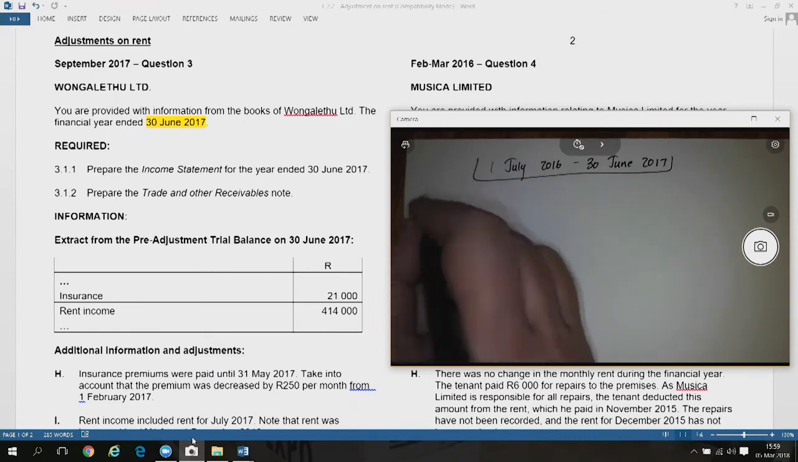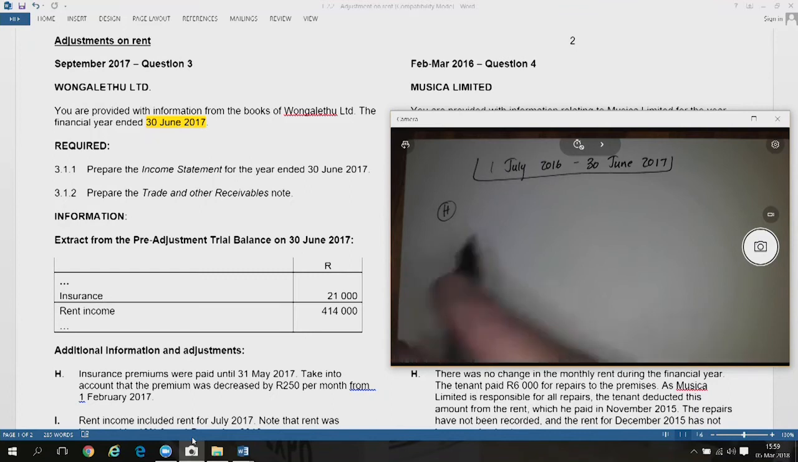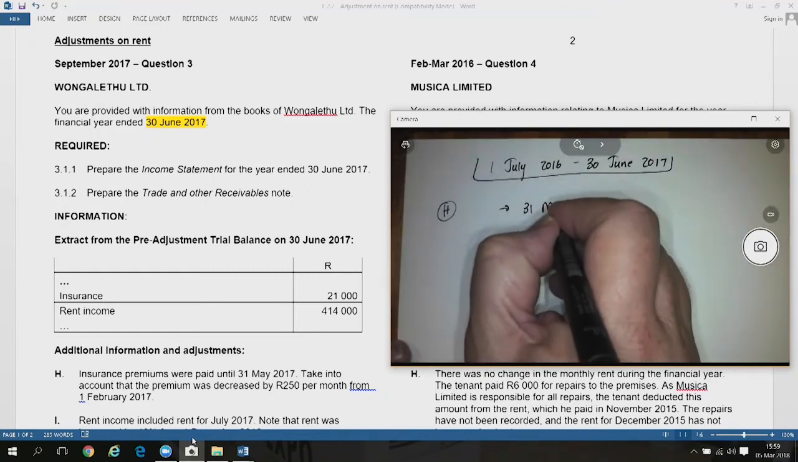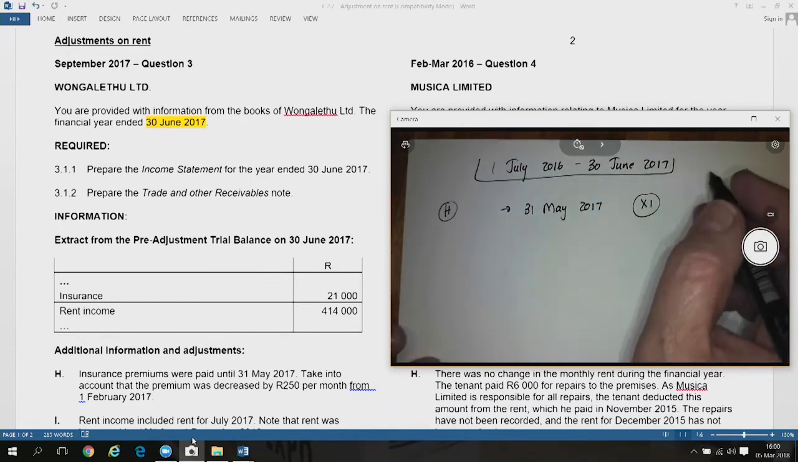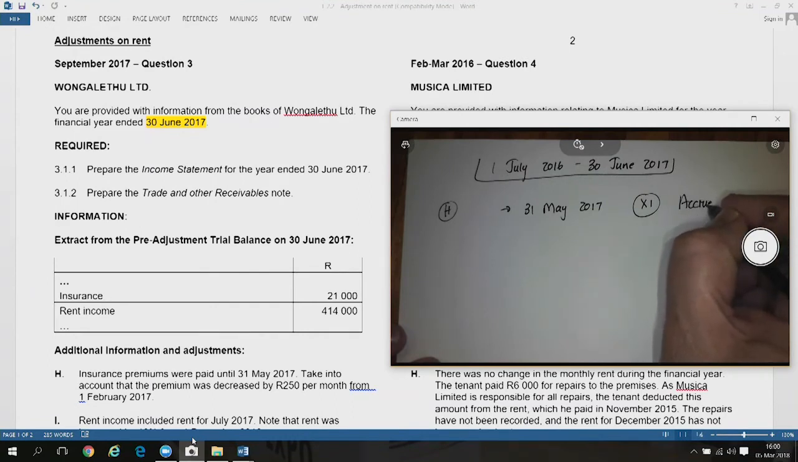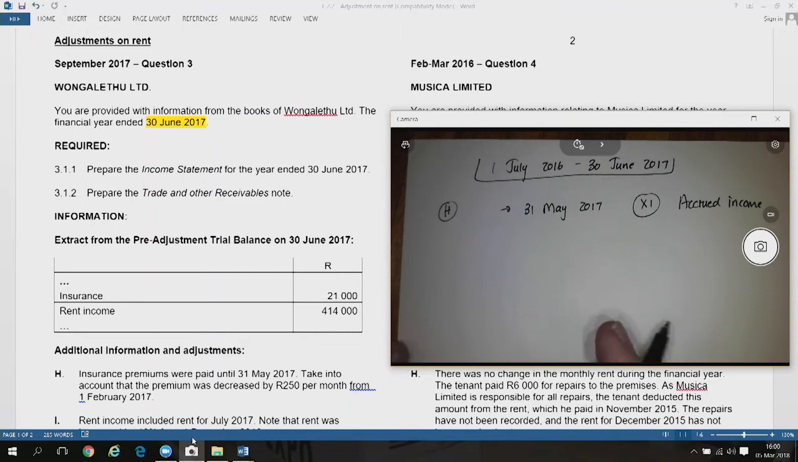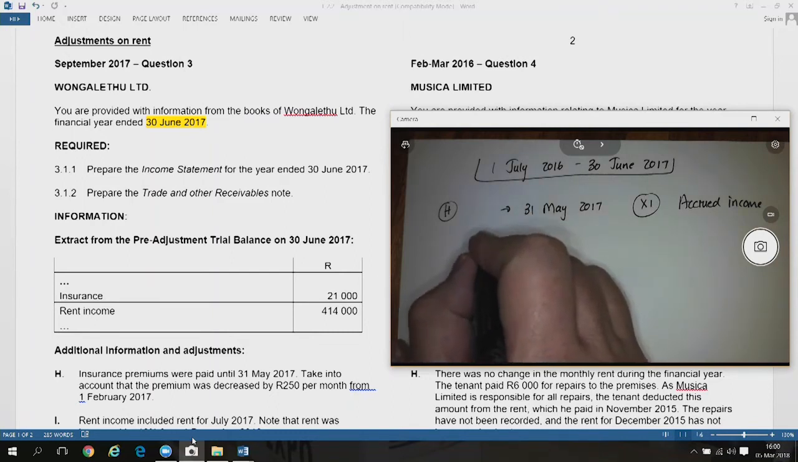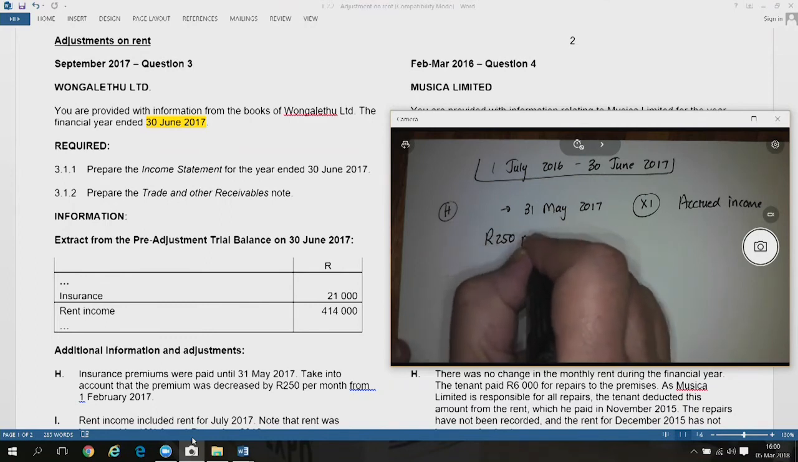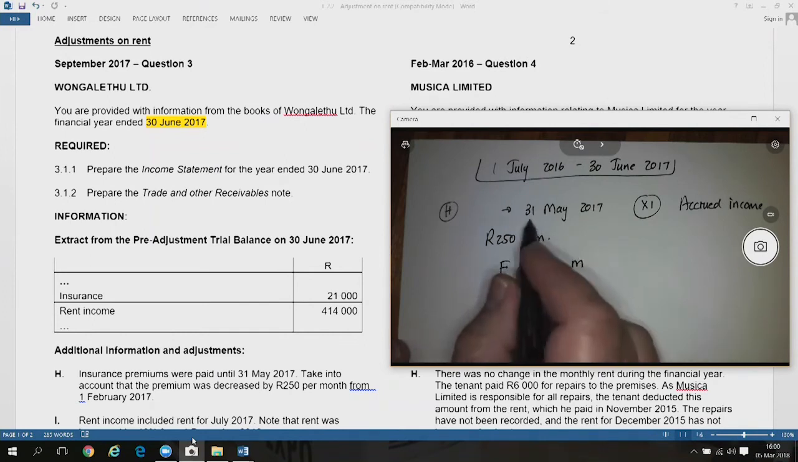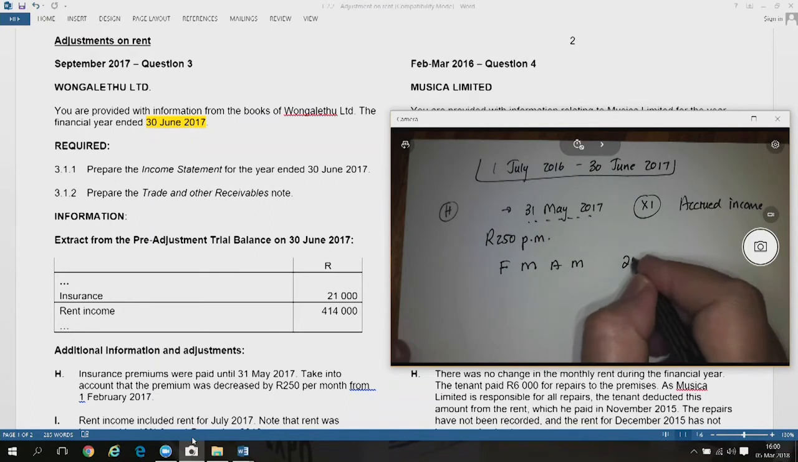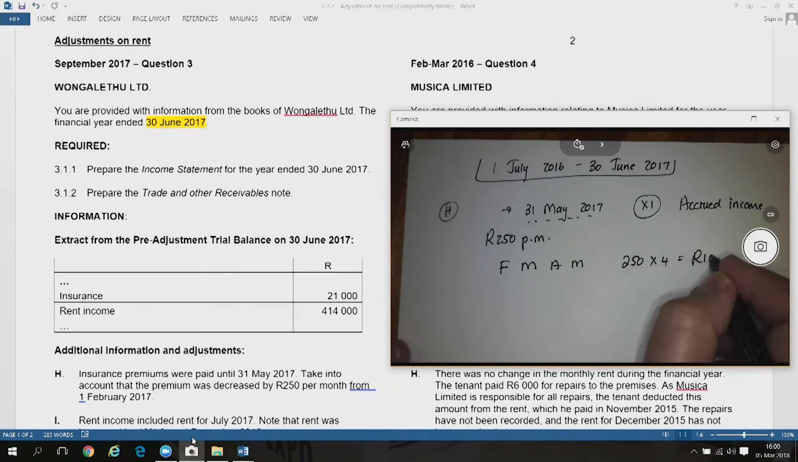Insurance, adjustment number H. Insurance premiums were paid until the 31st of May 2017. And you see that you are short 1 month as accrued income. Take into account that the premium was decreased by 250 rand per month from the 1st of February. So the decrease was 250 per month, and it was for February, March, April and May. So it was 250 times 4, that gives you 1,000 rand.